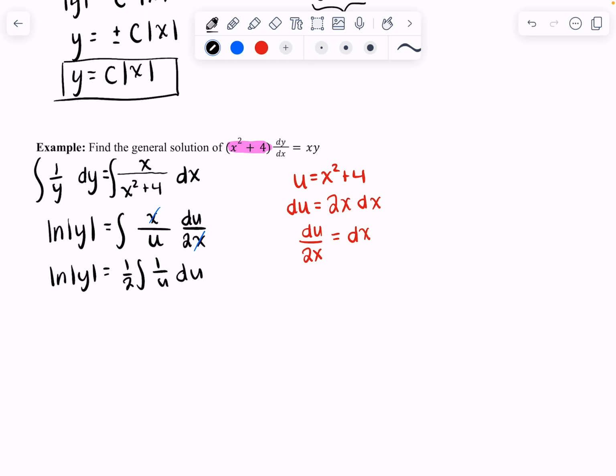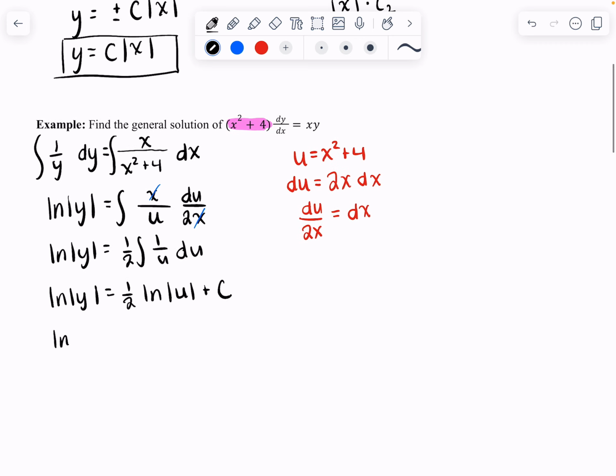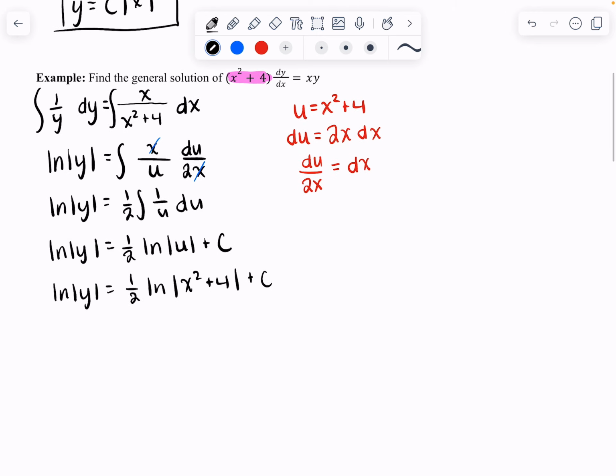Integral of 1 over u is natural log of the absolute value of u. We're going to put the plus c in there. We're going to resubstitute. The u is x squared plus 4. And once again, we want to rewrite this with the y isolated, so we need to get it out of the natural log. Once again, we will do e to the power of each side.